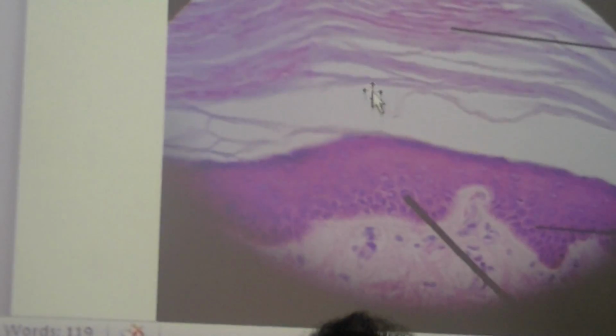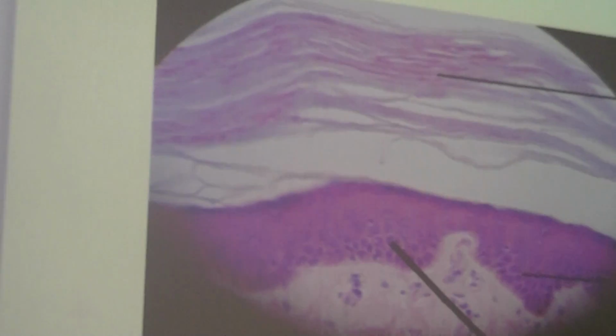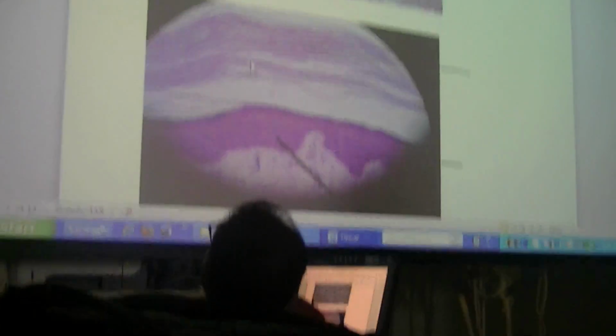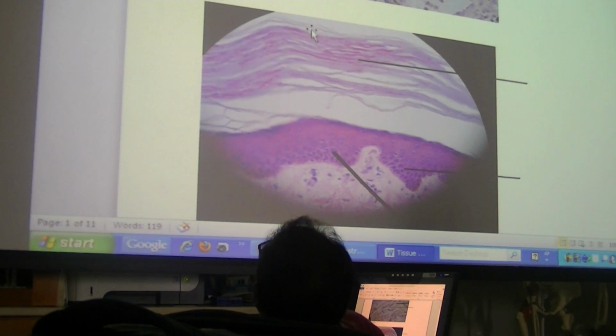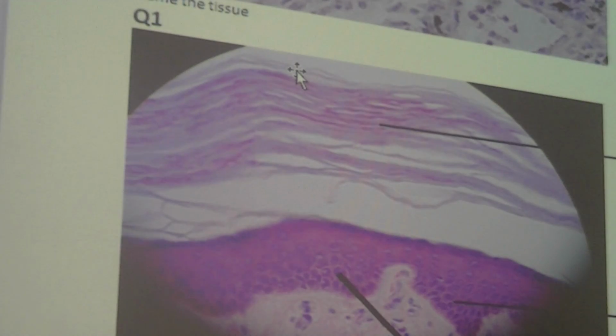As they move up, they go farther and farther away from the blood supply, which is here, and they become dead. That is why this top layer of epidermis, which is called stratum corneum, is made out of the dead cells. But this whole thing is epidermis.